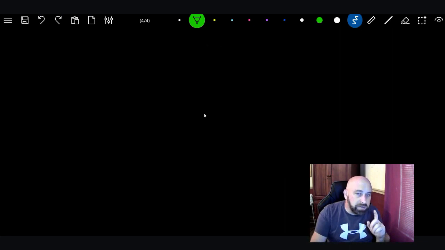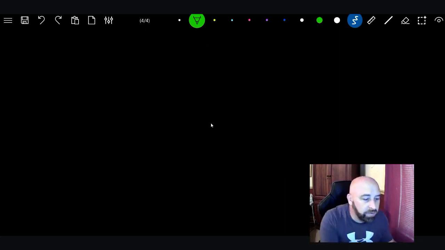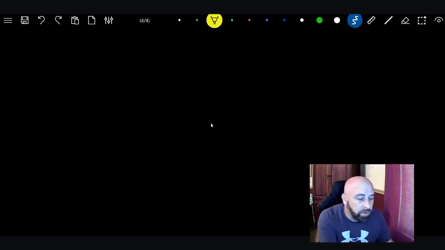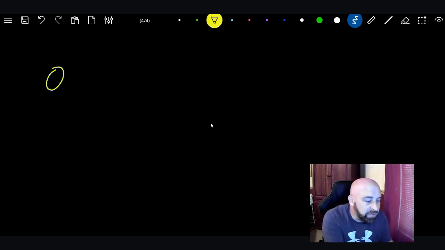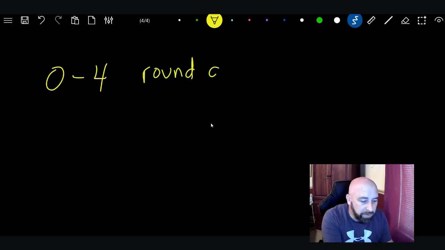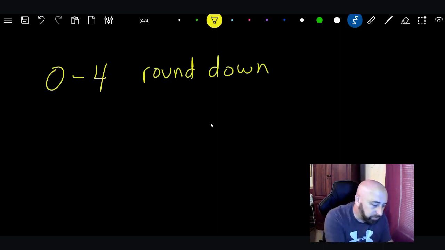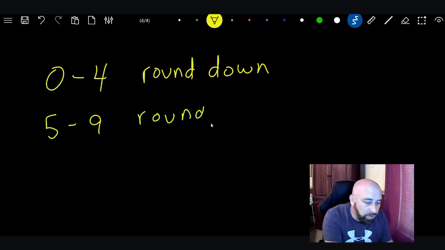So how do we do this? What's the trick to rounding off? Well, here's the trick to rounding off. What we want to do is, if a number is from 0 to 4, okay, then we round down. This is going to make sense in a second. If the number is 5 through 9, then we round up.